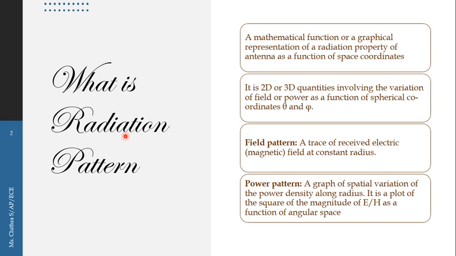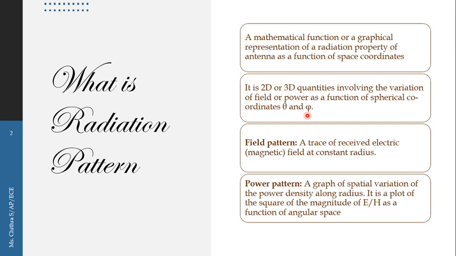So we assumed the space around an antenna to be a sphere, which means we are going to consider the spherical coordinate system which has three coordinates rho, theta and phi. So we are going to draw the radiation pattern of an antenna as a function of the space coordinates theta and phi, where rho represents the radius of the antenna.